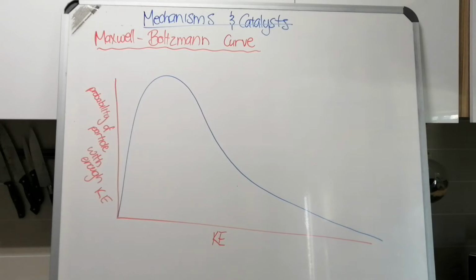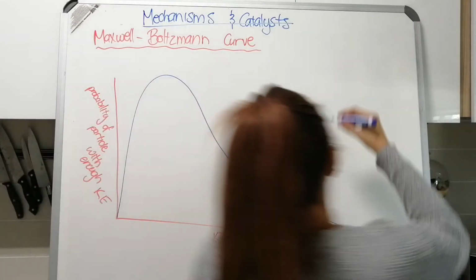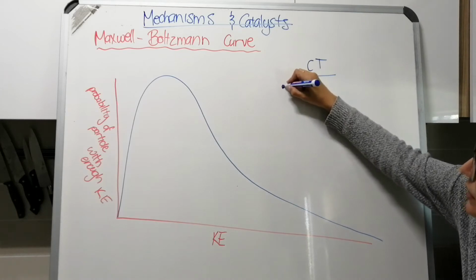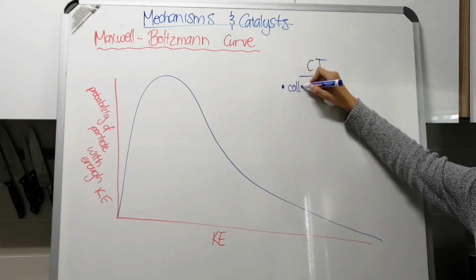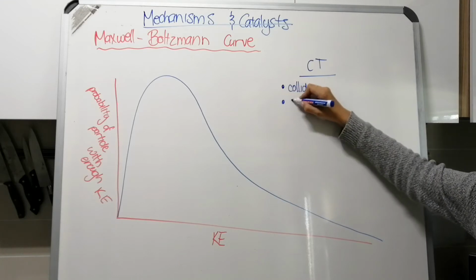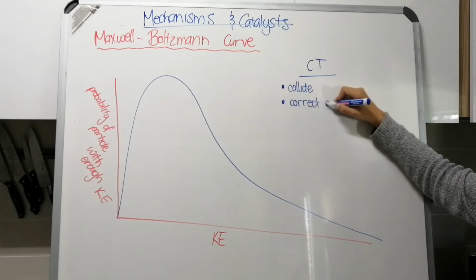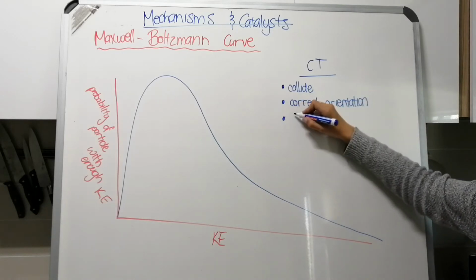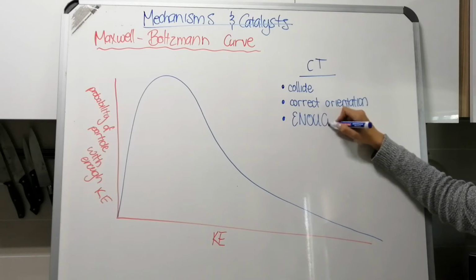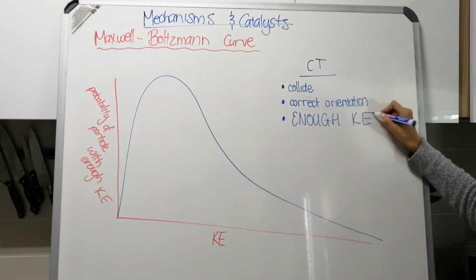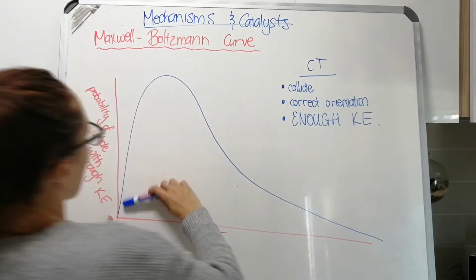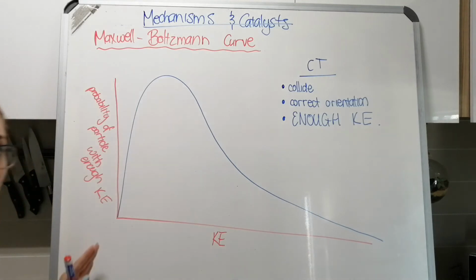Now, we also have to link this to the collision theory. So quick reminder, collision theory, we need a few things to happen in order for a reaction to take place, right? We need our particles to collide, okay? They need to collide with the correct orientation. And they also need to collide with enough kinetic energy.